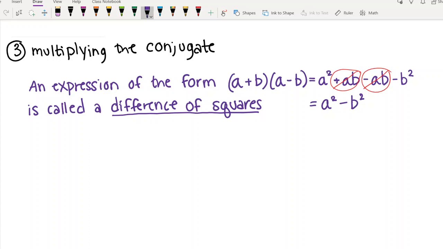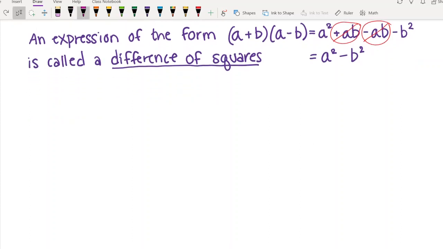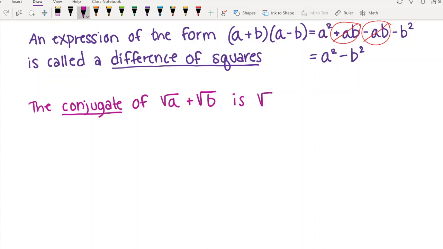So we're going to take advantage of this algebra to do something a little bit more complicated, but it's basically the exact same idea. If you have this plus and this minus, the important thing is that you have the exact same expression, but one of them has plus and one has minus. That's what's going to enable those middle terms to cancel out. So the conjugate of an expression of the form square root of a plus square root of b is going to be square root of a minus square root of b. Notice that, similar to what we saw above, the only thing that's different between these two expressions is the plus and the minus.